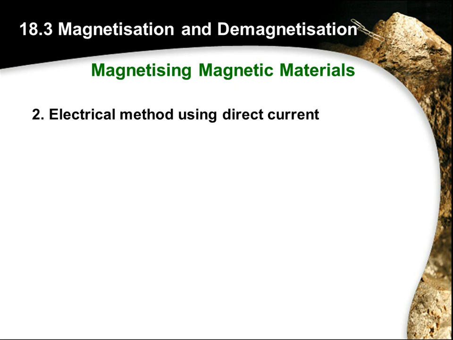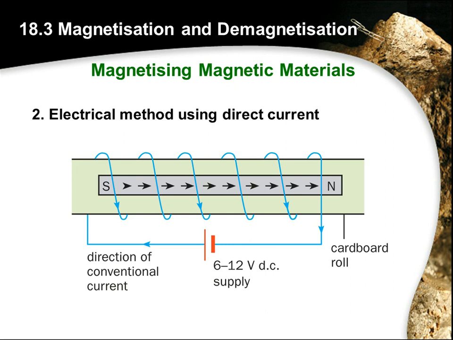Let's look at the second method, which we had previously learned about, the electrical method. Here, again we use conventional current, connected to a DC supply. Why is this a better method than the stroking method? For once, it's certainly quicker because you just need to turn on the current. And how would you make it stronger?